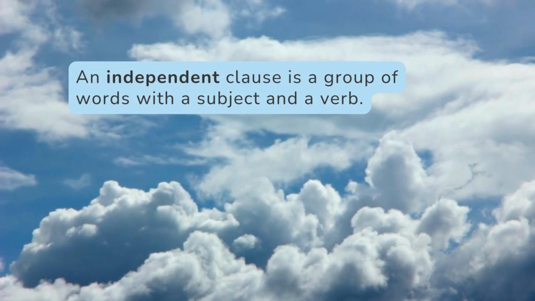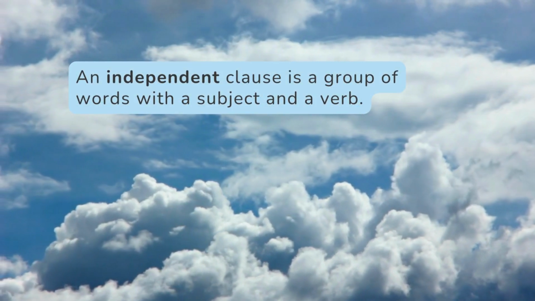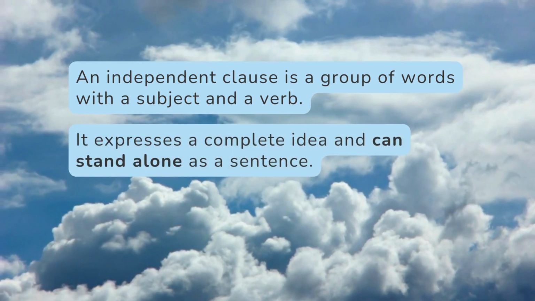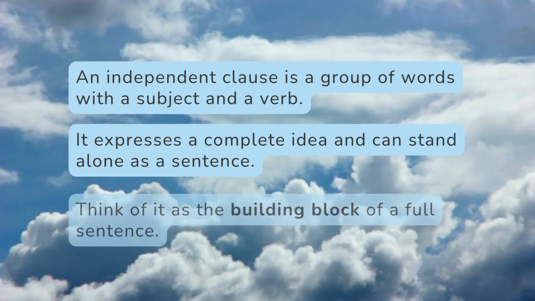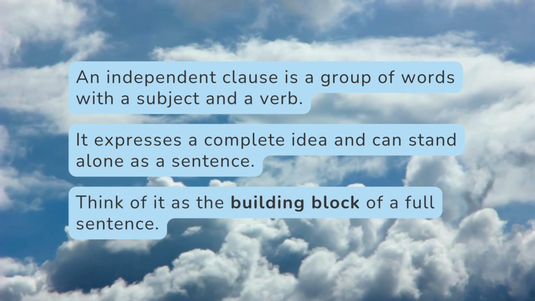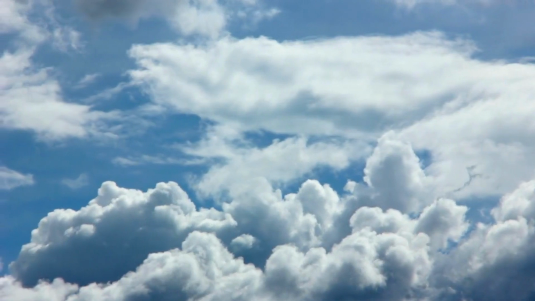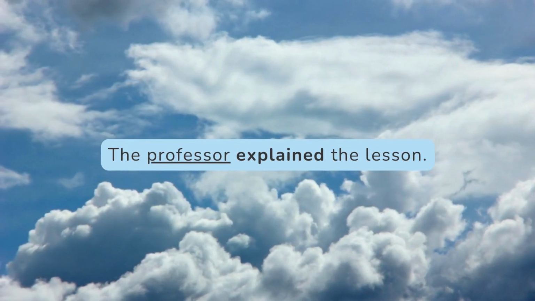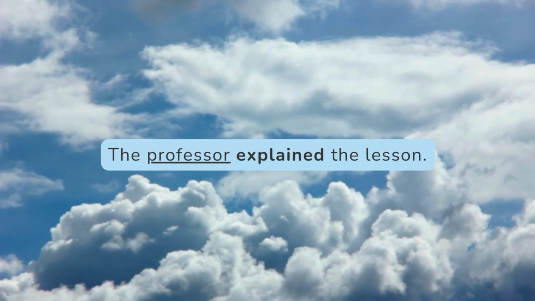An independent clause is a group of words with a subject and a verb. It expresses a complete idea, and it can stand alone as a sentence. I like to think of it as a building block for a full, complete sentence. For example, the professor explained the lesson. That's a full sentence, but it's pretty vague with no detail.